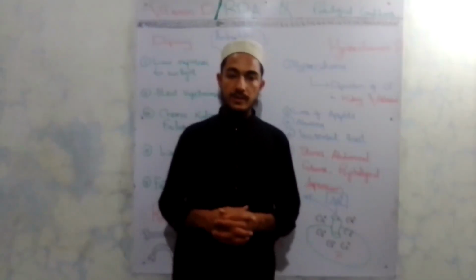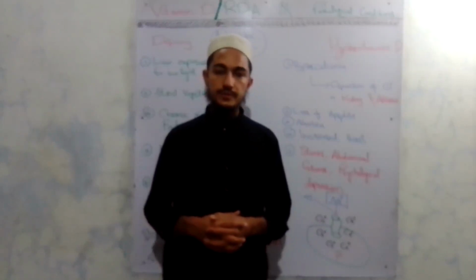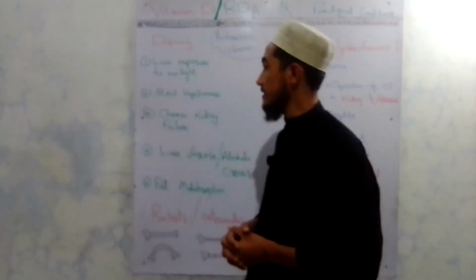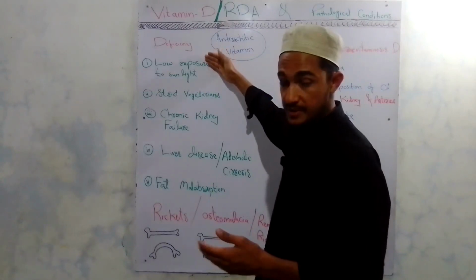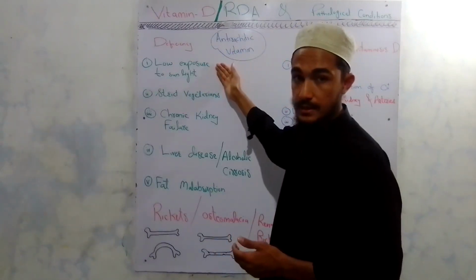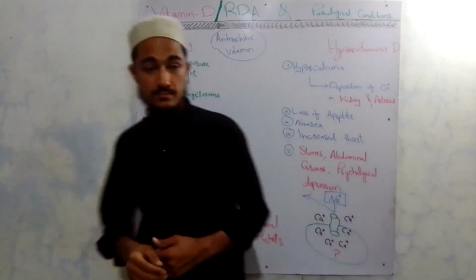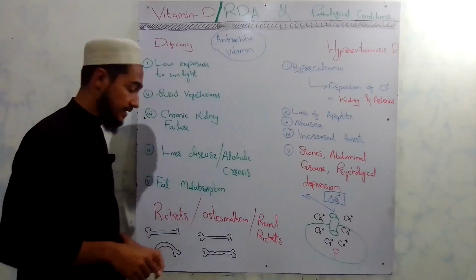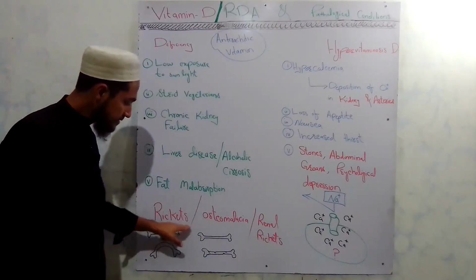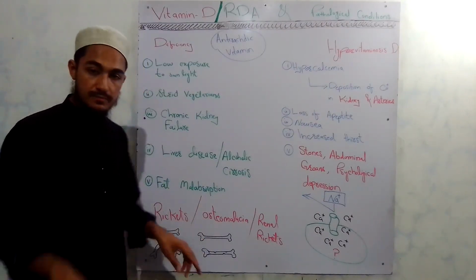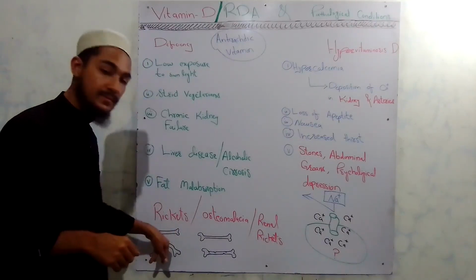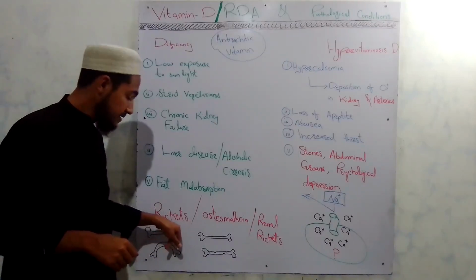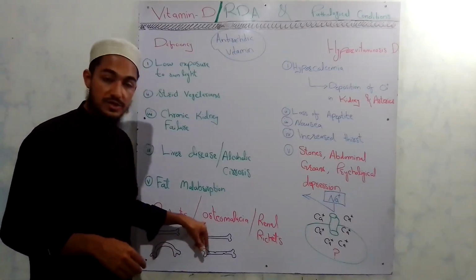Okay, so now we will be talking about the pathological conditions that are caused due to the deficiency or hypervitaminosis of vitamin D. So let's start with the very basic: the pathological conditions caused by the deficiency of vitamin D. These include rickets, osteomalacia, and renal rickets. The difference between rickets and osteomalacia is that in rickets the bones tend to bend. The bones are demineralized in both conditions, but rickets occurs in children while osteomalacia occurs in adults.